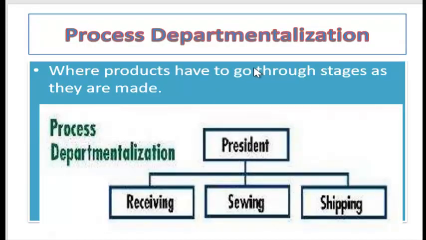Now there is also the process, because if your product has to go through certain stages to make it, that's called the process. So we have different departments in terms of processing, like the receiving department, the processing department, and the shipping department.